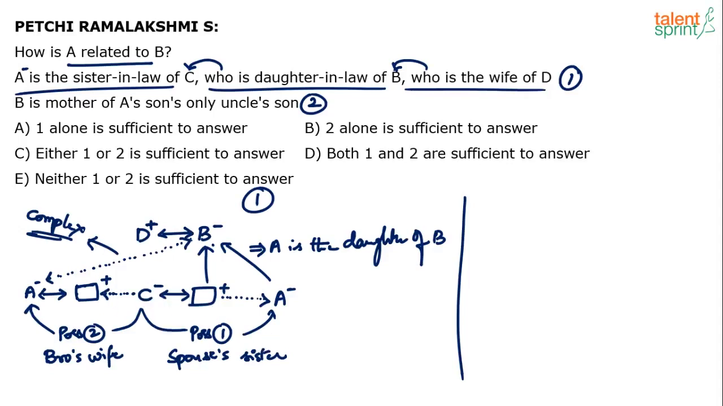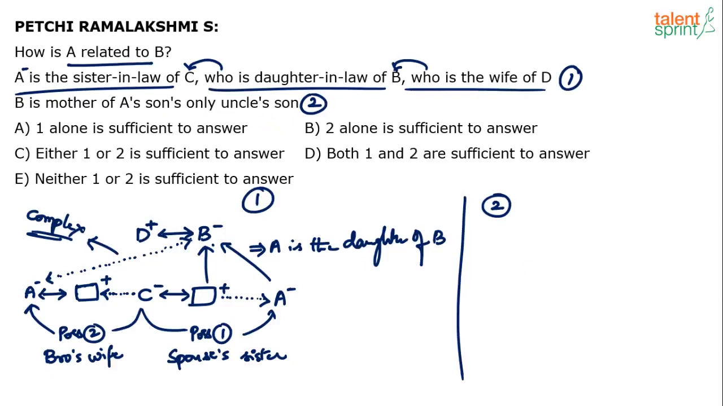So let's look at statement 2. First of all, we have to look at statement 2 independently. We don't have to consider statement 1 when looking at statement 2, right? Look at statement 2 independently, and then if required, we will combine the two statements. So what is statement 2? B is the mother of A's son's only uncle's son.